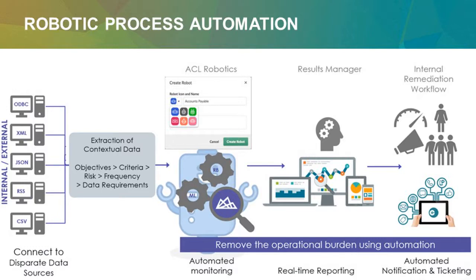Where material threats are uncovered, ACL's automated technology can trigger remediation workflows to ensure the right people are notified, and all within the context of preset priority statuses and escalation paths.